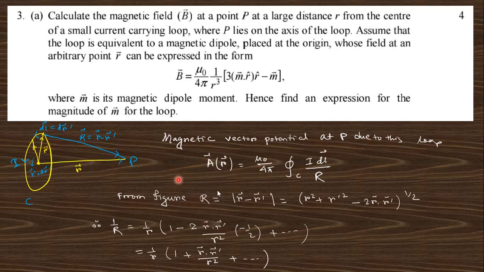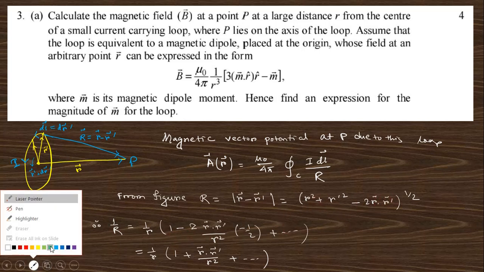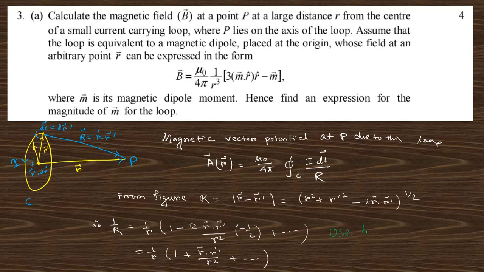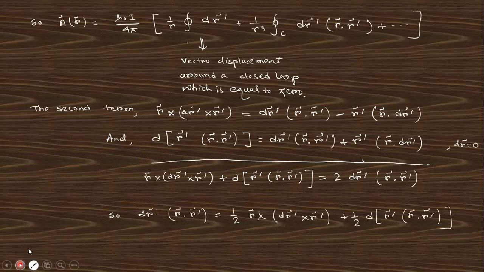You can see this r vector equals r minus r prime, so this can be written in vector form. 1 by r equals like that. Taking 1 by r, use the binomial expansion, and neglecting higher order terms, you can get this expression. Putting this value in, the total cyclic integral of a displacement vector must be 0, and this can be derived with some mathematical expression like that. This equals that, and this equals that.